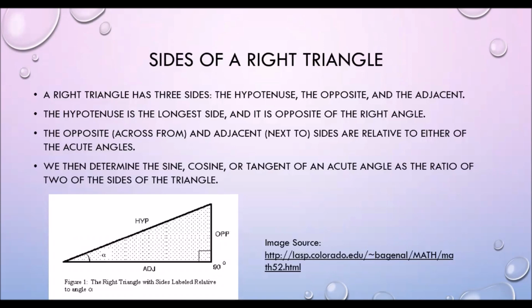Now that we've identified the sides of a right triangle, we can determine the sine, cosine, or tangent of an acute angle as the ratio of two of the sides of the triangle.